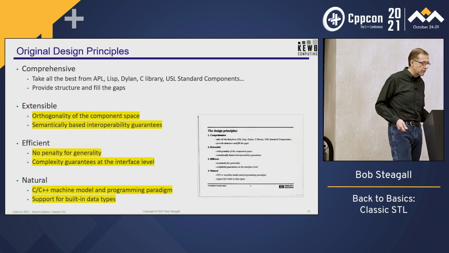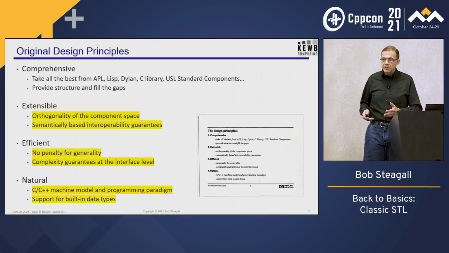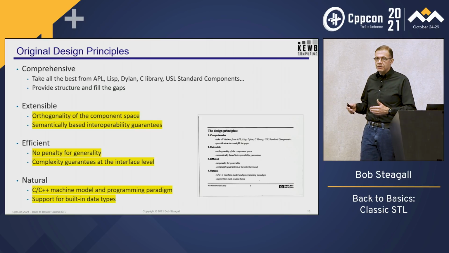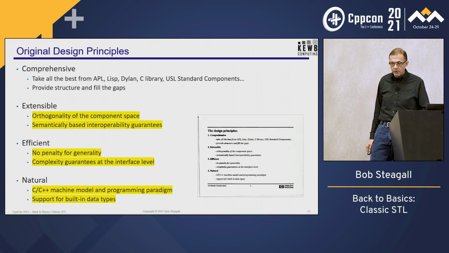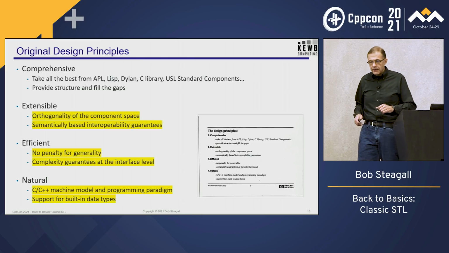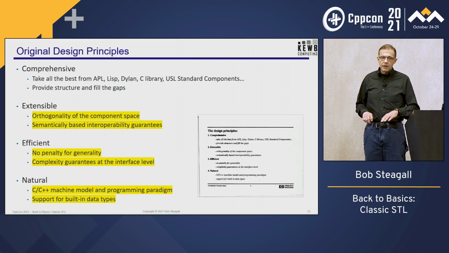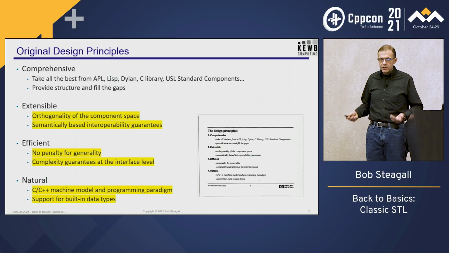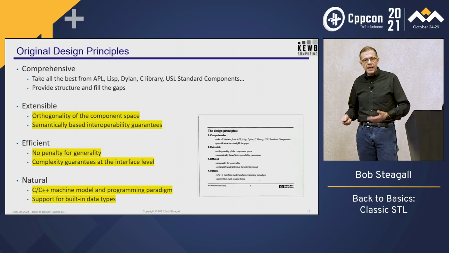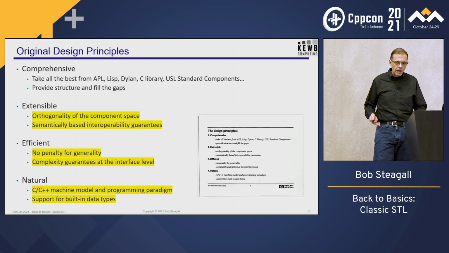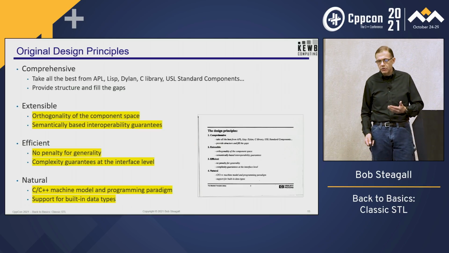No penalty for generality. Complexity, runtime complexity is guaranteed and specified at the interface level. And it models, in some sense, the operation of a physical machine. Iterators are analogs to pointers. It operates at a level just slightly above the hardware, and that's how we get such good performance out of it.